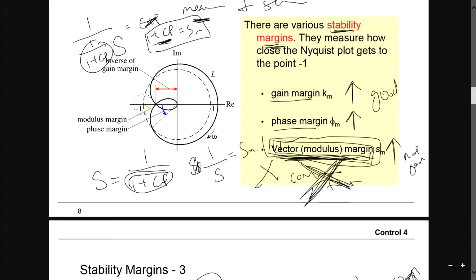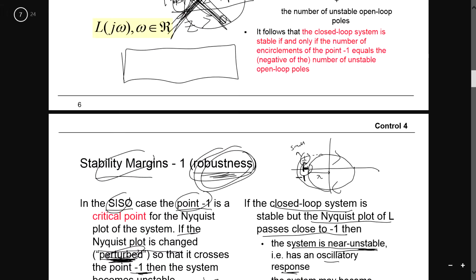And therefore, if this value is high, this means that the distance, the distance from where?